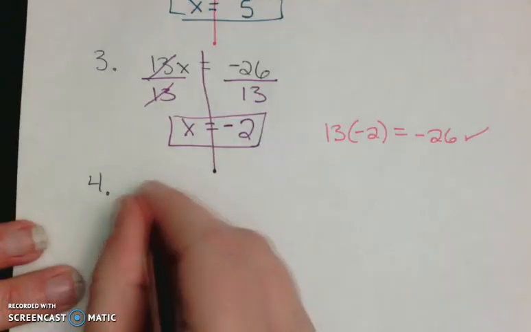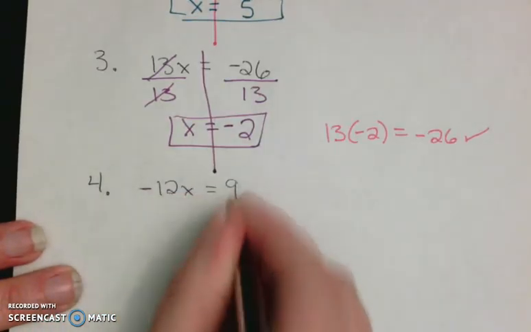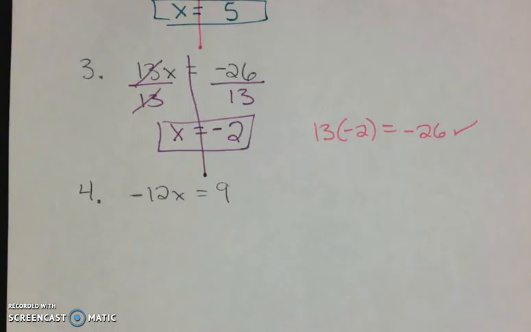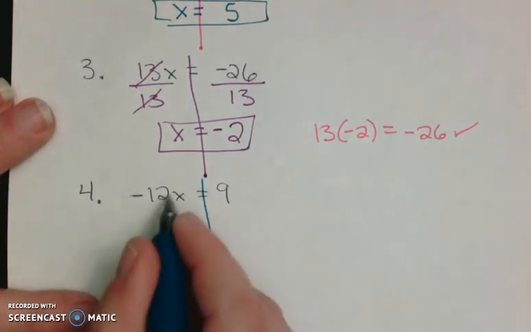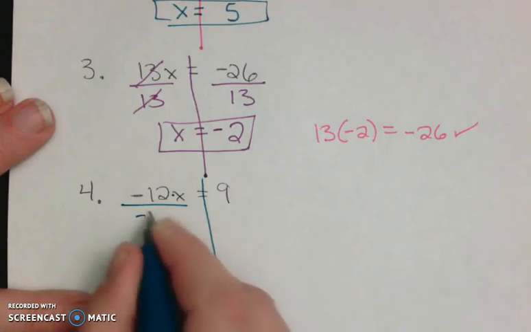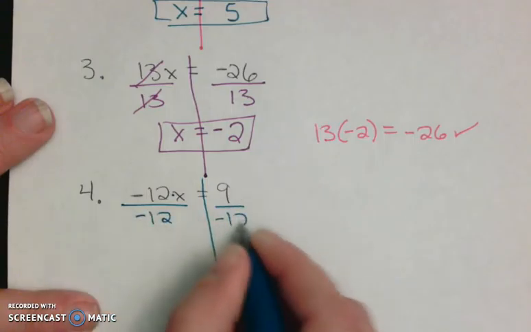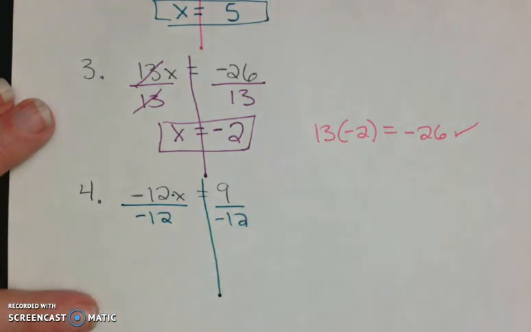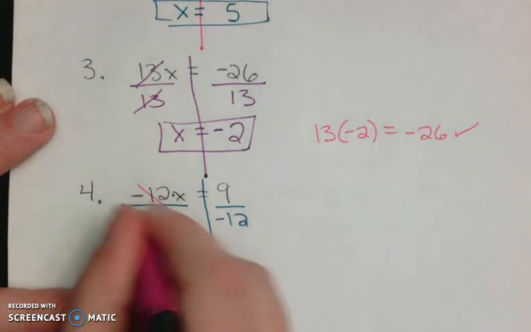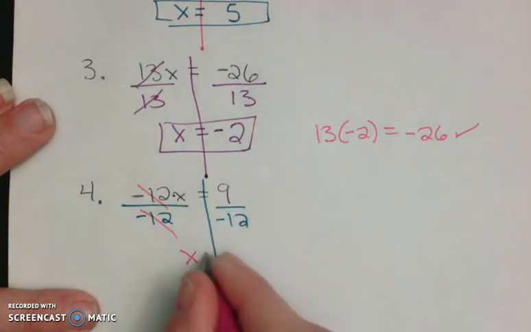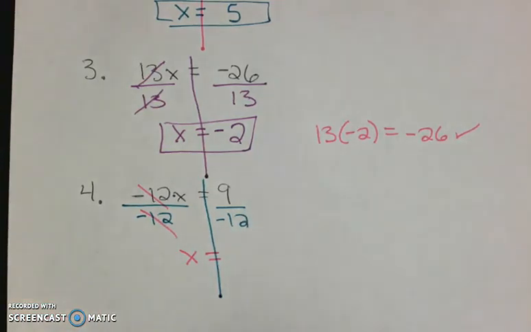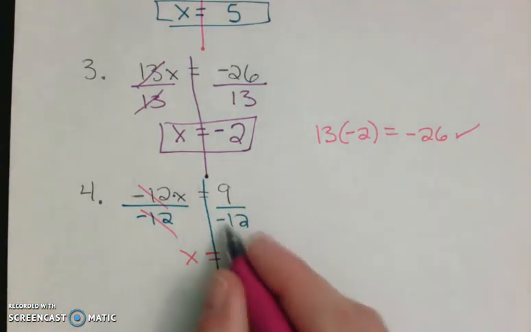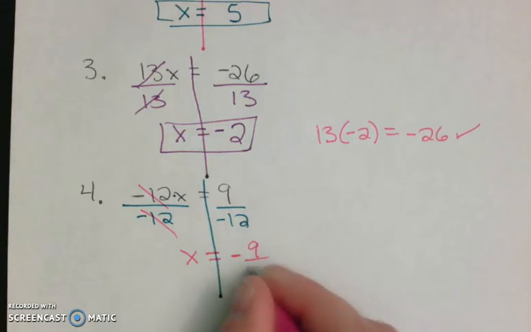Okay, one more multiplication problem here. This one might be a little bit harder, but it's all the same process. You do your line. This is multiplication, so these cancel out, bam, bam, leaving me with an x. And here, 9 divided by 12, well, that's just a fraction. Positive divided by negative, it's going to be negative 9/12.